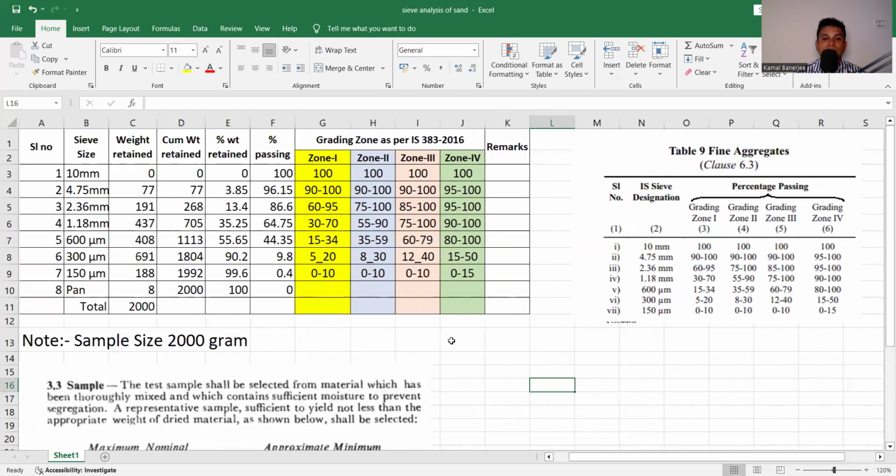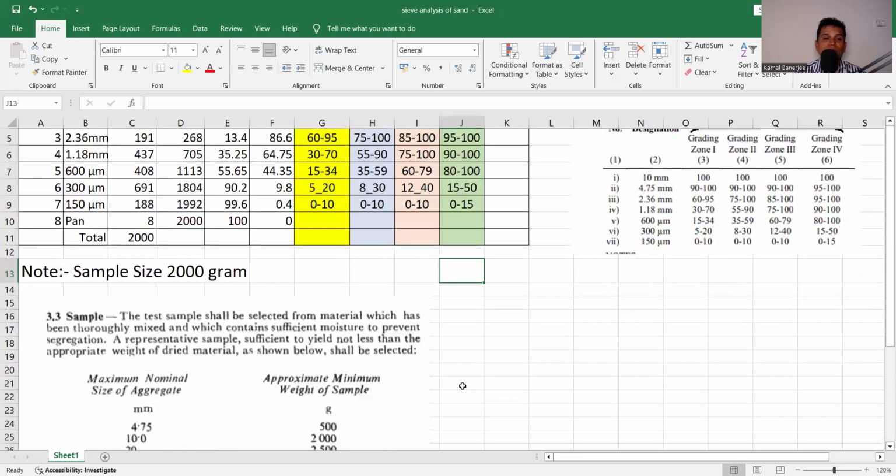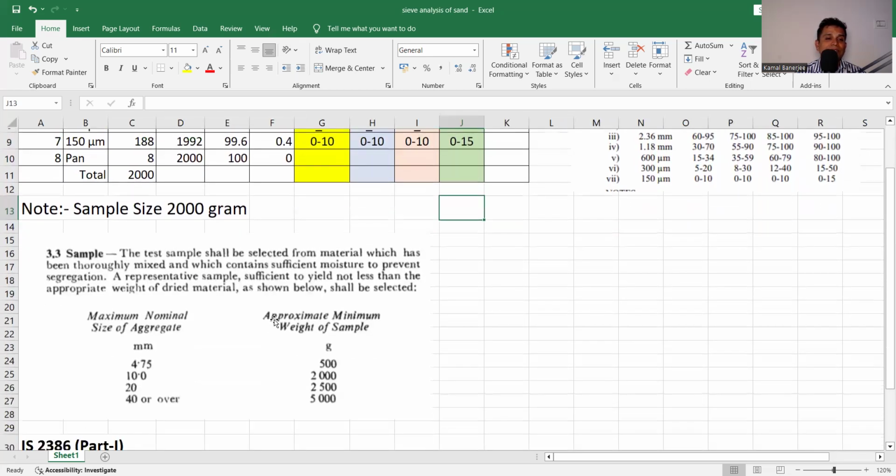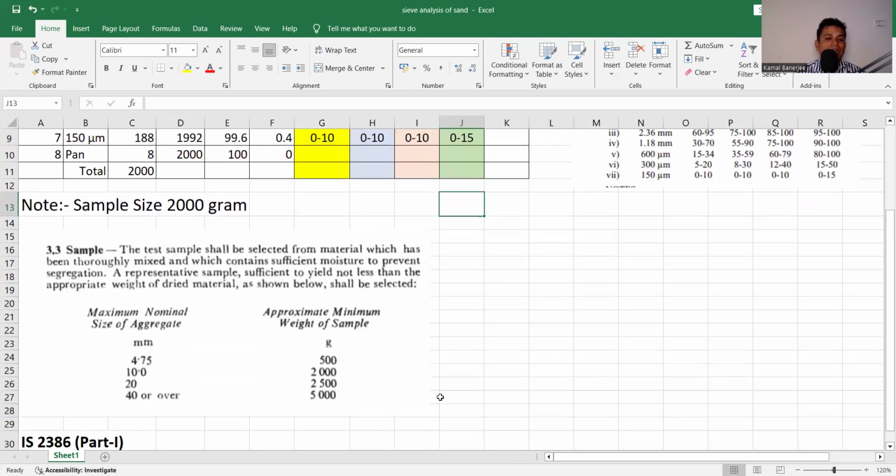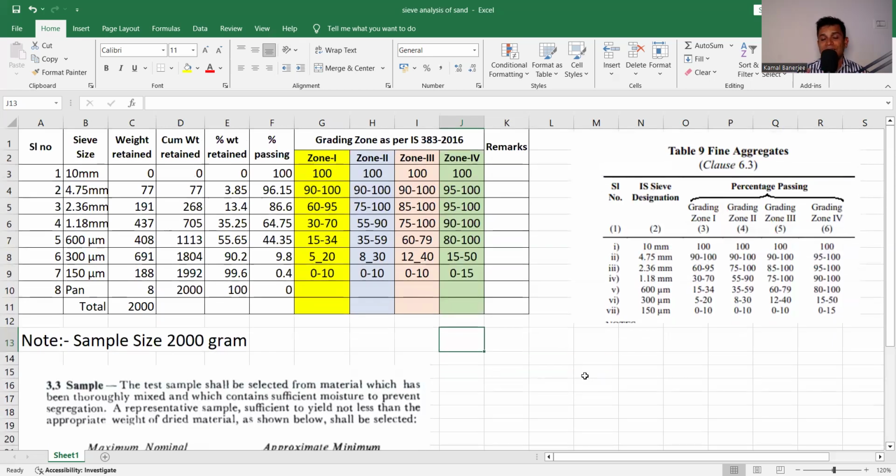And what is the sample size? That means how much sample you need to take. The sample size is mentioned in IS 2386 part 1. The sample shall be selected from material which has been thoroughly mixed and contains sufficient moisture to prevent segregation. A representative sample sufficient to yield not less than the appropriate quantity. Our maximum aggregate size is 10 mm, so we need 2000 gram, or 2 kg. So our sample is 2 kg, and we need to do the sieve analysis as per the method mentioned in IS 383.